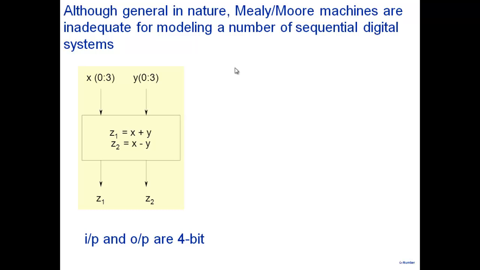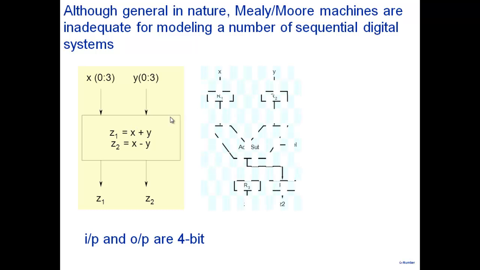We had said that let's suppose we want to design a system in which we have two 4-bit inputs, x and y. What we would like to do is add up the two inputs, x plus y, output it at z1, and subtract x minus y and output it at z2. Even for this very simple system, if we try to model it as a Mealy or Moore machine, things get complicated. For example, we can very easily see that the system we could perhaps implement in this particular form.